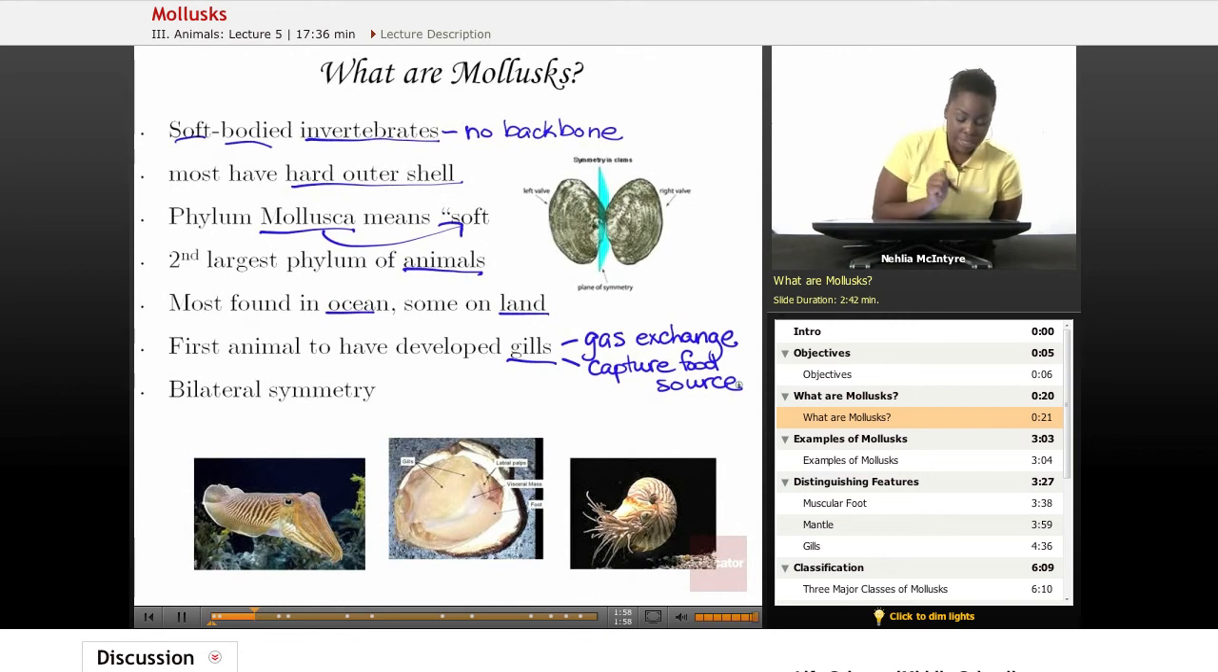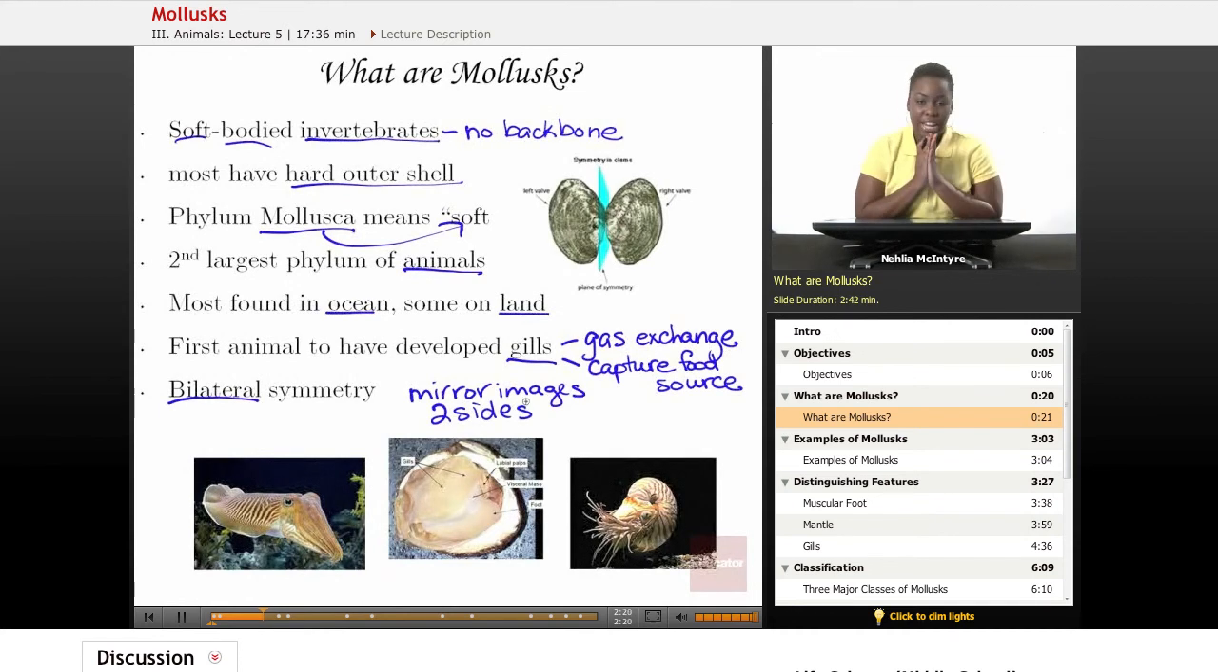All mollusks exhibit a bilateral symmetry, which just means that if you were to cut that mollusk in half on right and left halves, those right and left halves would be what we call mirror images of each other. So the two sides would be considered mirror images, similar to your hands, your right and left hand. If you were to have them folded in and open them up, they would be mirror images of each other.